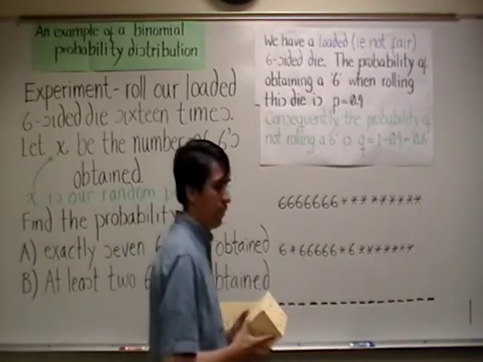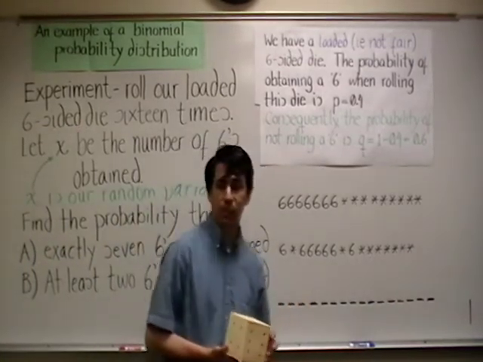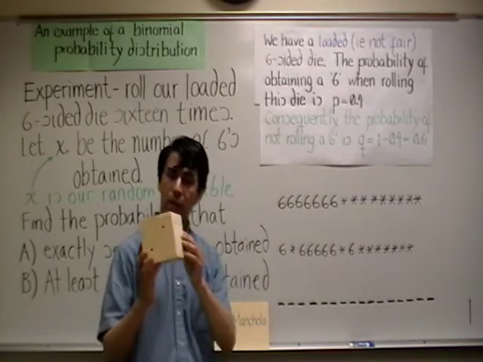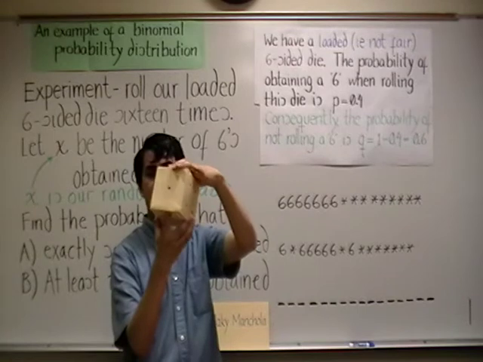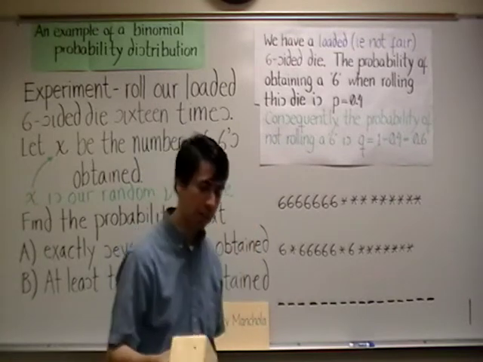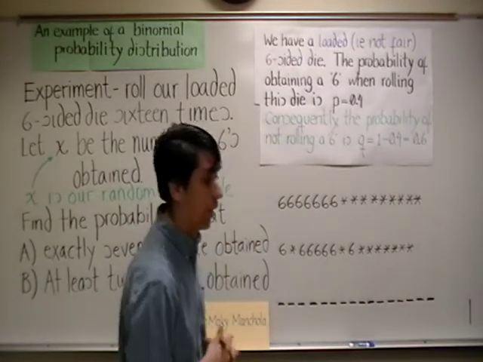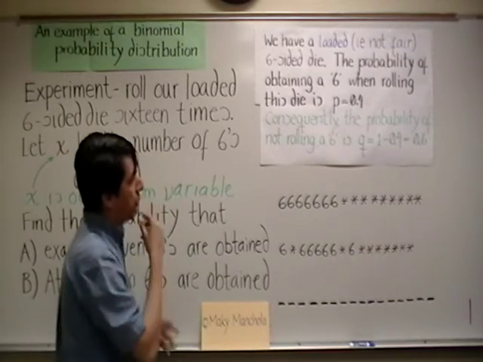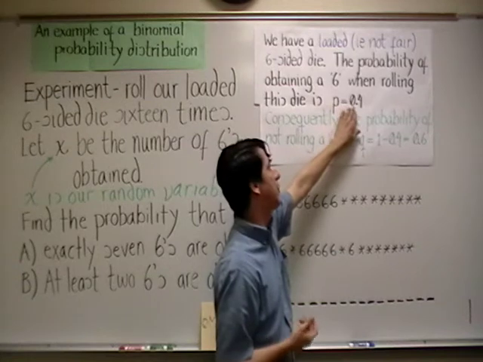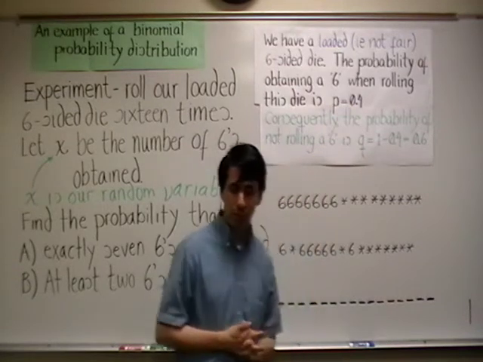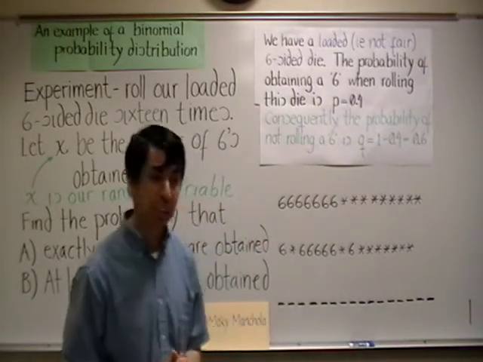If you have a fair die, the probability of getting a 6 will be 1 out of 6, because you have 6 faces. If the die is fair, then each of them will be equally likely to occur. That doesn't happen here. The probability of getting 6 is not 1/6, but rather something else, 0.4. That is why we're calling this a loaded die.